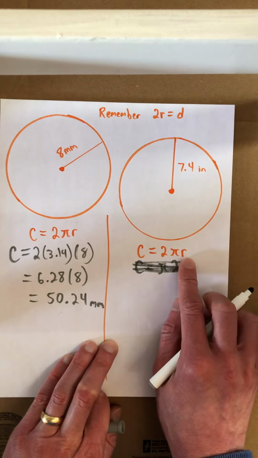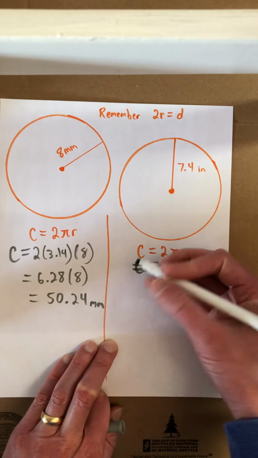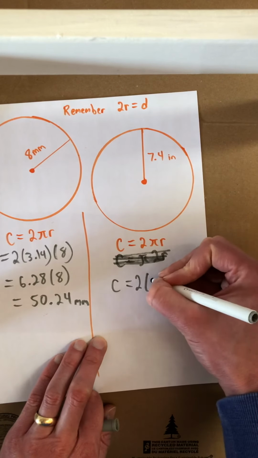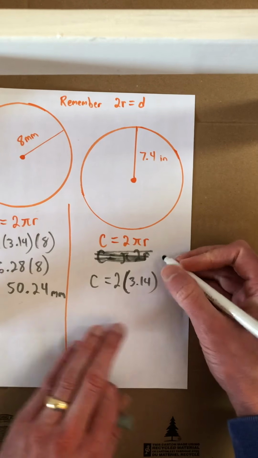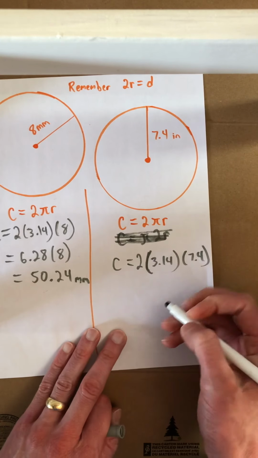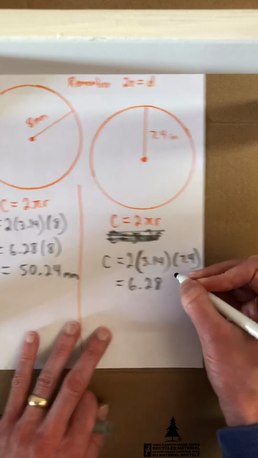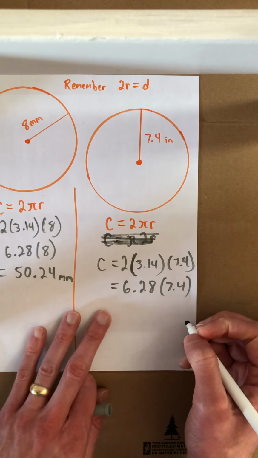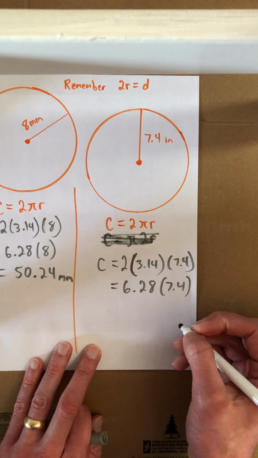So back to this question here. We've got the circumference that we want to find. So that one we still don't know. We know we're using the number 2. We know we're using 3.14 for pi. And we know the radius is 7.4. We can first do 2 times 3.14. So that's again going to be 6.28. And now we can multiply by 7.4. So we're going to do 6.28 times 7.4.